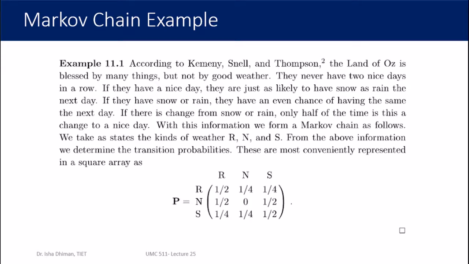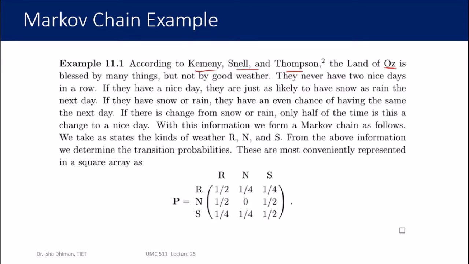What we are trying to figure out in these kinds of questions. Right, so this example says, according to Kemeny, Snell and Thompson, the Land of Oz, so that's basically the name of the country, is blessed by many things but not by good weather.